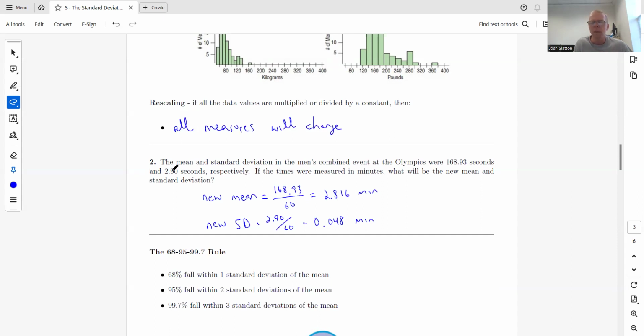Now, you may have a question on the homework or quiz where it's doing two things at once, like you're multiplying everything by a constant and then you're adding. In that case, they're both going to change the mean or the median or the mode, but only the multiplying will affect the standard deviation. So just keep that in mind when you're working the problems.